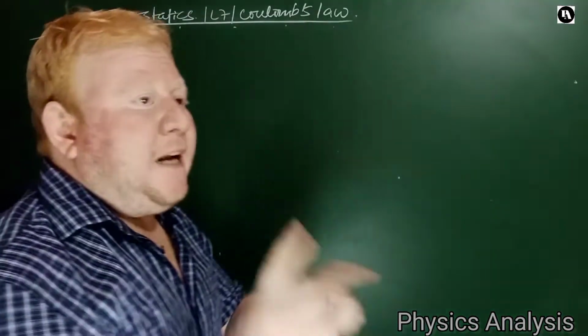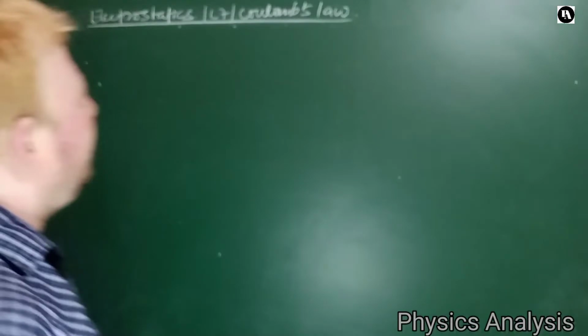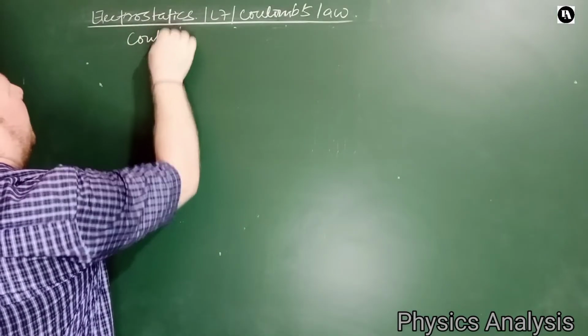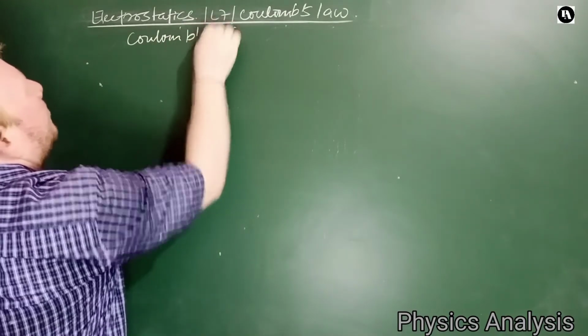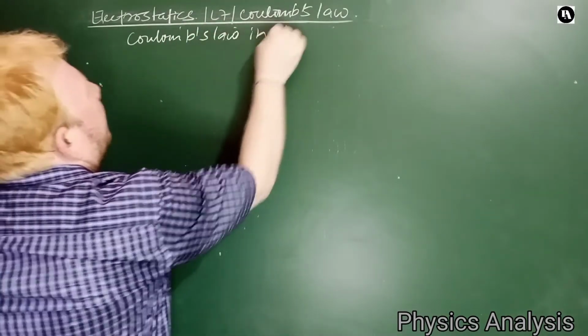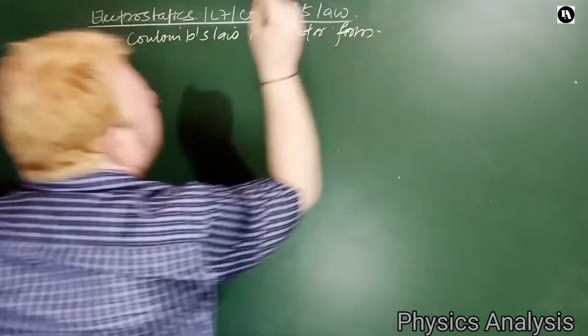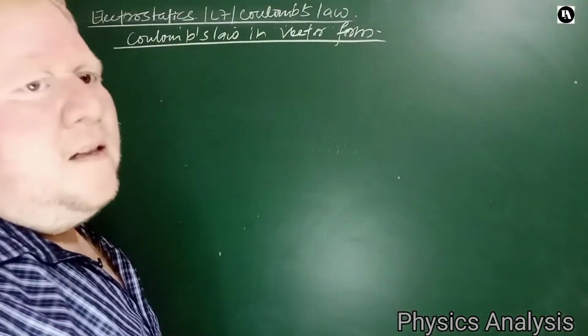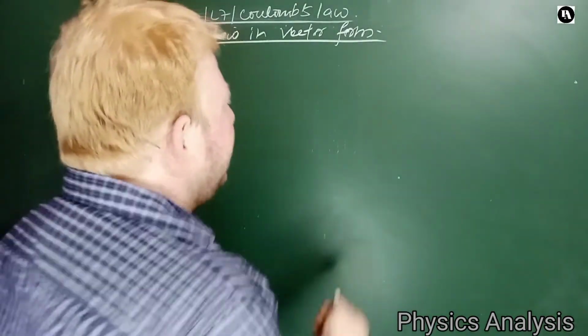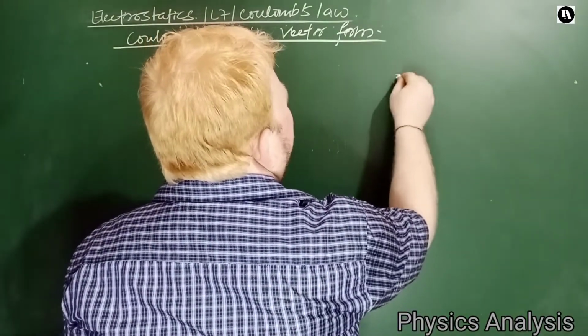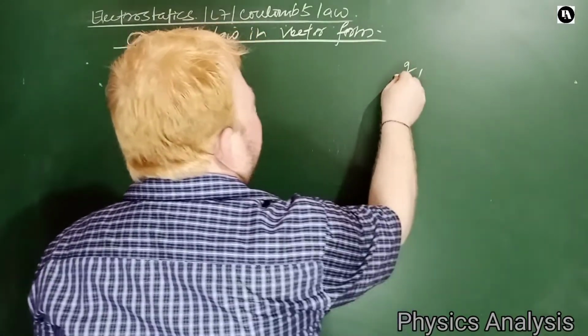Okay, dear students, now we shall discuss Coulomb's law in vector form. Very important topic. Coulomb's law in vector form. Dear students, vector form means what? Showing direction also. So if we consider two point charges, this is how giving position vector.